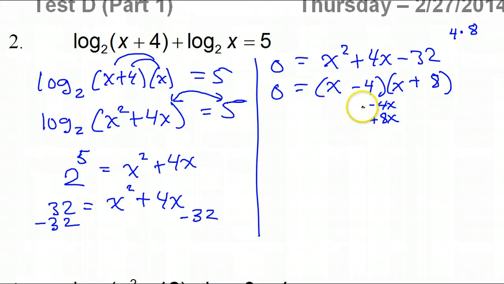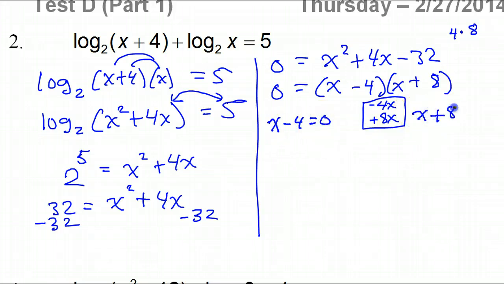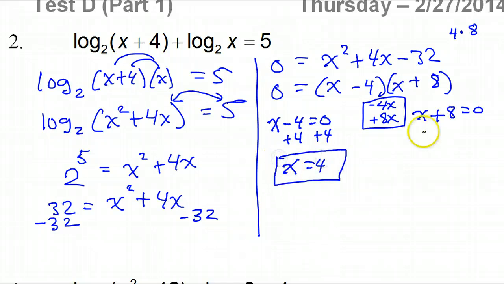Let me just get this out of the way for a second. But we're not done, of course. We need to find out what x actually equals. So we're going to set the two factors equal to 0. X minus 4 equals 0, and x plus 8 equals 0. Adding 4 to both sides gives us x equals 4. Subtracting 8 from both sides gives us x equals negative 8.